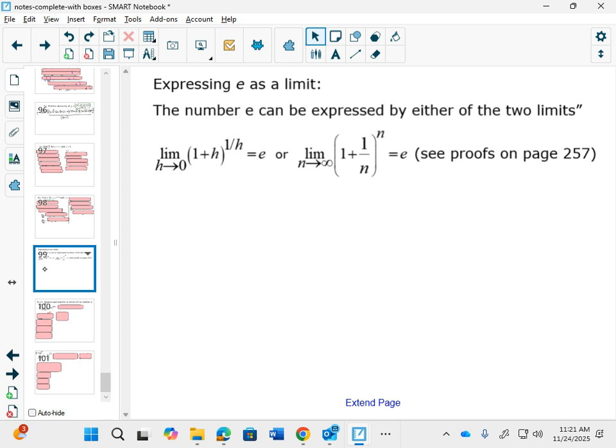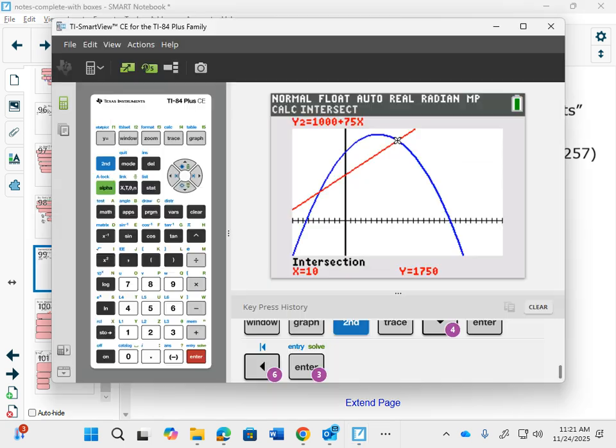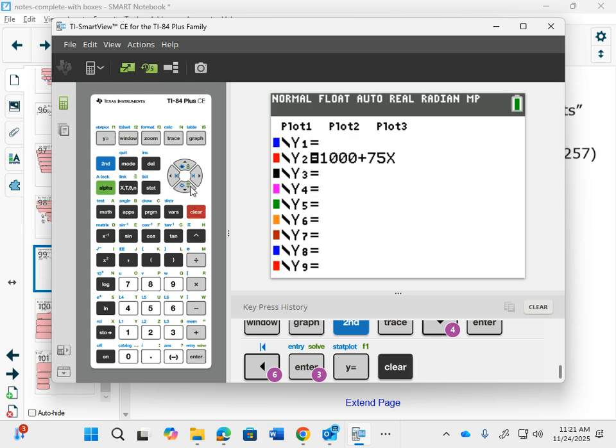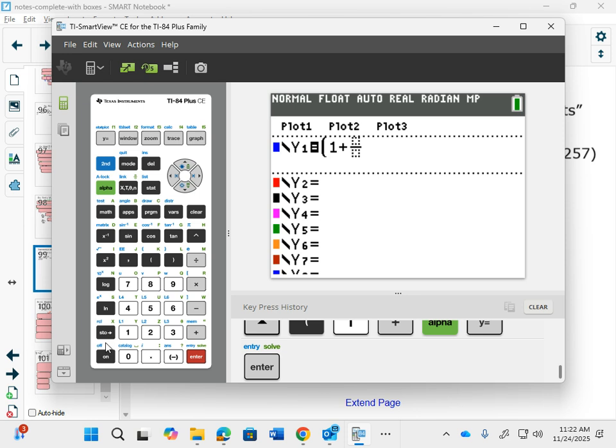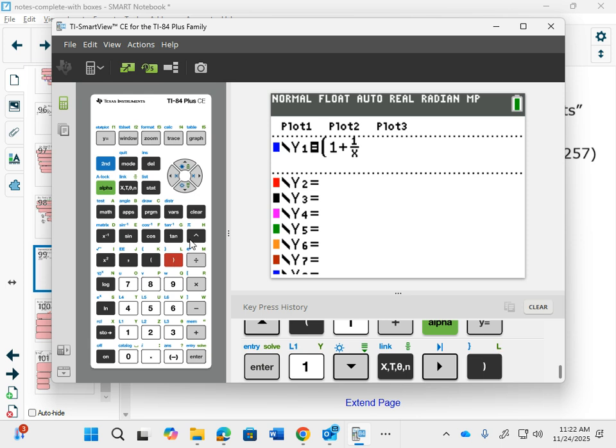As you get bigger and bigger and bigger numbers, this gets closer and closer to e. In fact, if we take our graphing calculator out, I'm going to go to y equals, clear out these, bracket, 1 plus 1 over x, bracket to the power of x.